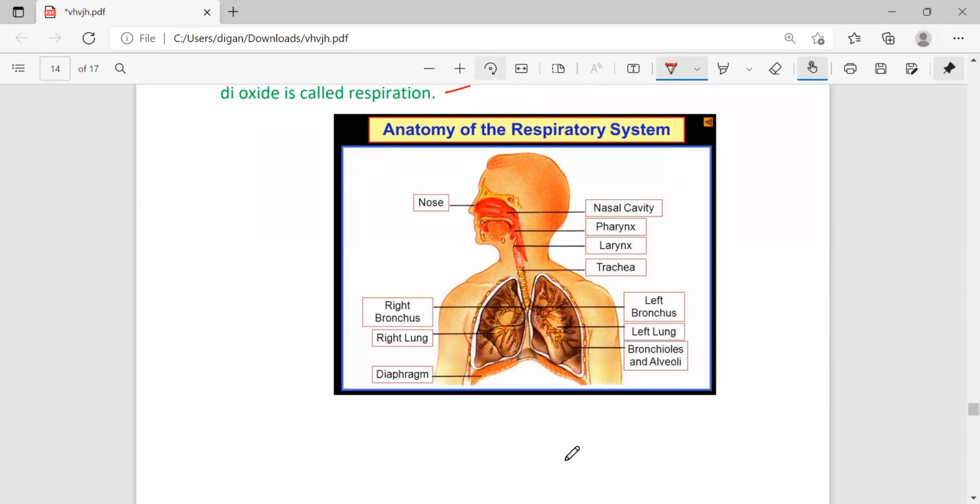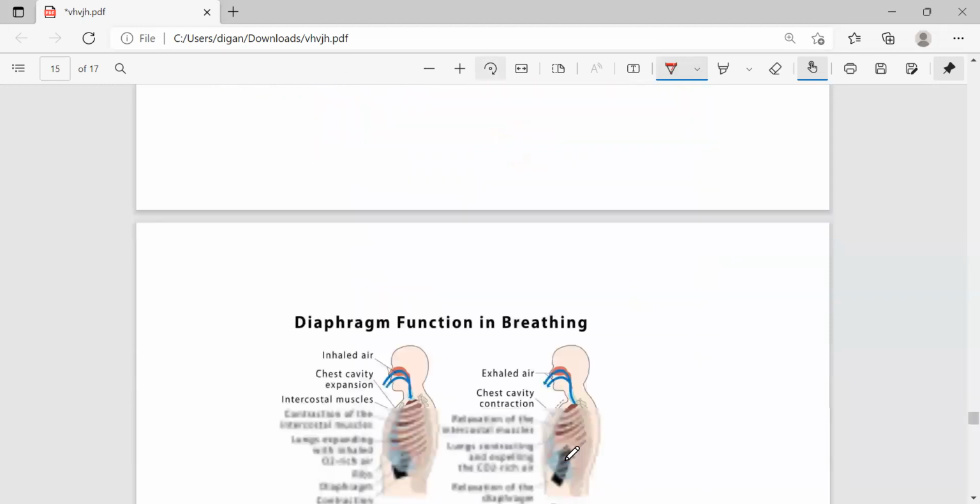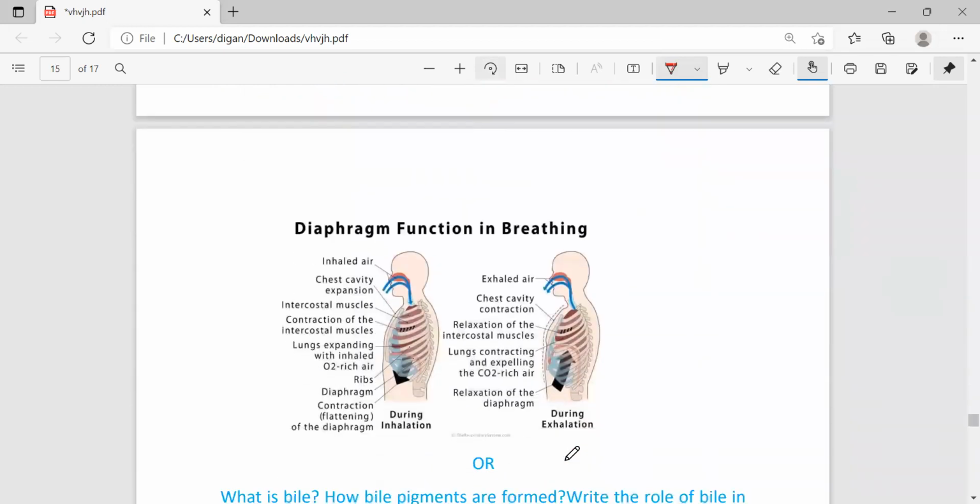What are the names? Nose, nasal cavity, pharynx, larynx, trachea, left bronchus, left lung, bronchial tree, alveoli, right bronchus, right lung, and diaphragm. And next, the last part of the question, the function of the diaphragm in breathing. So for inhalation, you have to write this point. For exhalation, you have to write this point. No need to draw the diagram, so you just write the points. The diagram I have shown you just so that you can clearly understand the mechanism.